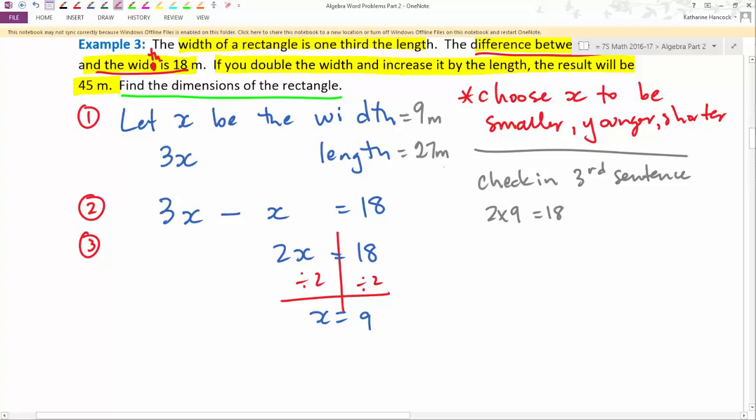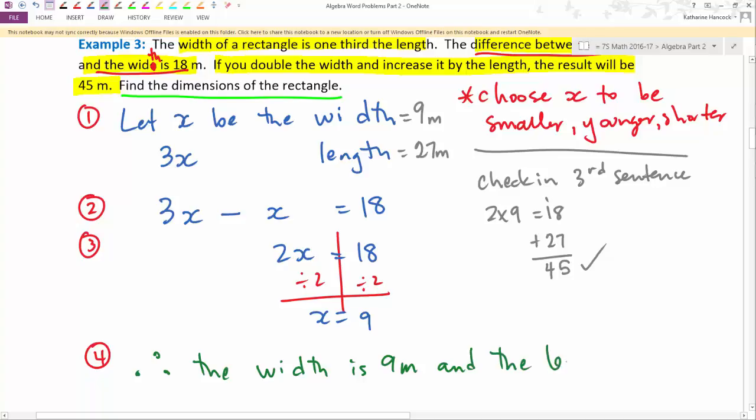So let's go back now. We double the width to 18, increase it by the length. That means add the length. Then they said the result would be 45. Let's check. 8 and 7 is 15. Carry the 1. That's going to be 45. So it makes sense. Everything we did makes sense, and it looks right. We're going to answer the final thing with a therefore statement. Therefore, the width is 9 meters, and the length is 27 meters. Example 3 done.